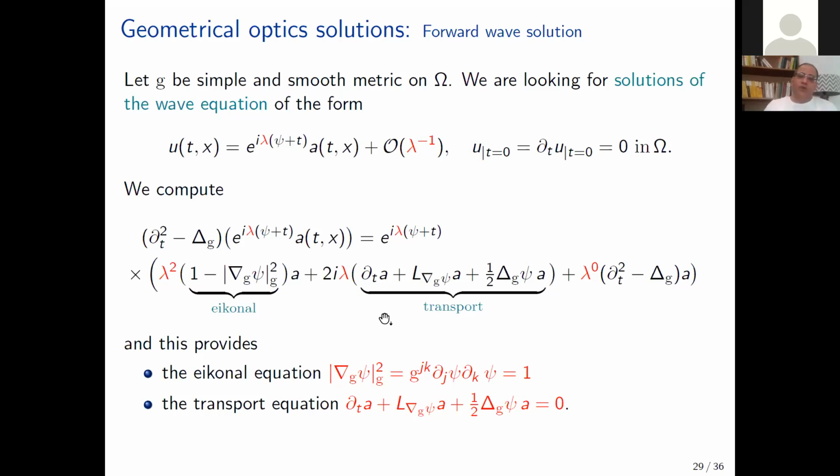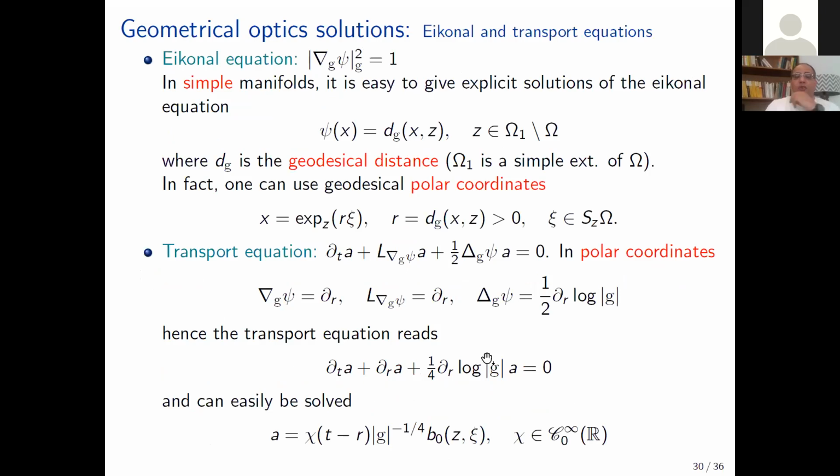So we need to construct psi such that this term equals zero: one minus the norm of the gradient of psi equals zero. This is the eikonal equation. And we also need to construct the amplitude A such that the transport equation equals zero. In order to construct psi, we use that we work in a simple manifold. For a simple manifold, it is enough to take psi to be the geodesic distance between x and z, for any z fixed outside omega. Then we can verify that psi satisfies the eikonal equation.